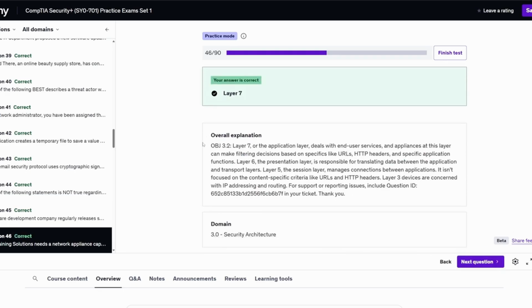Yep. Okay, so layer 7, or the application layer, deals with end user services, and appliances at this layer can make filtering decisions based on specific URLs, HTTP headers, and specific application functions. Layer 6, the presentation layer, is responsible for translating data between the application and transport layers. Layer 5, the session layer, manages connections between applications. It isn't focused on content-specific criteria like URLs and HTTP headers. Layer 3 devices are concerned with IP addressing and routing. All right, let's move on to the next question.